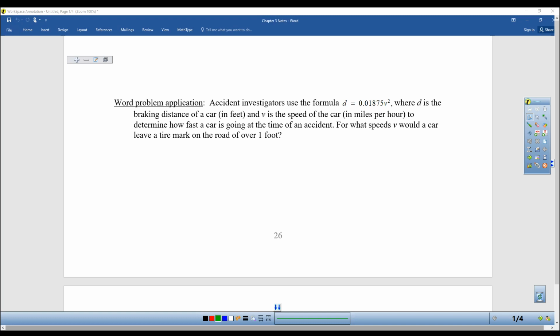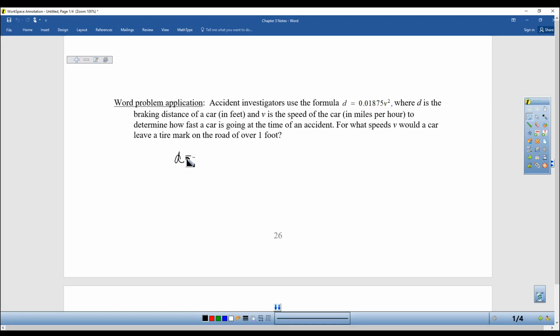It says, accident investigators use the formula D is equal to 0.01875 v squared, where D is the braking distance of a car in feet and V is the speed of the car in miles per hour, to determine how fast a car is going at the time of an accident. For what speeds v would a car leave a tire mark on the road of over 1 foot?